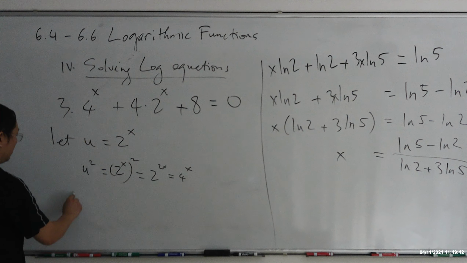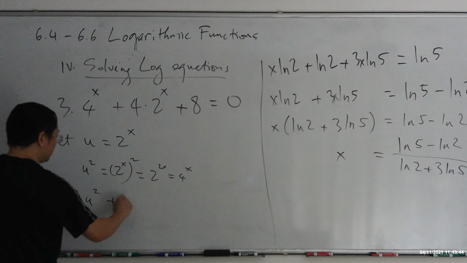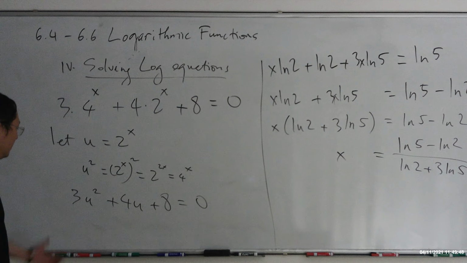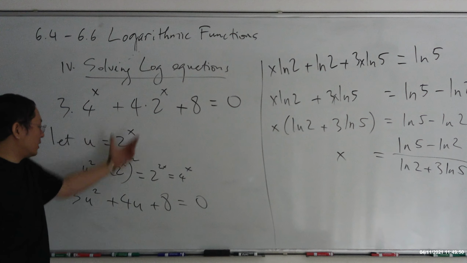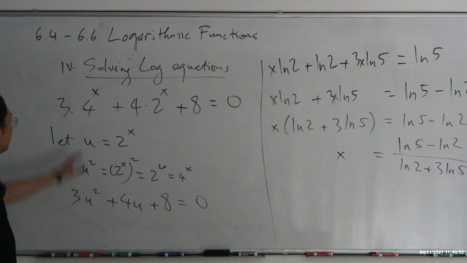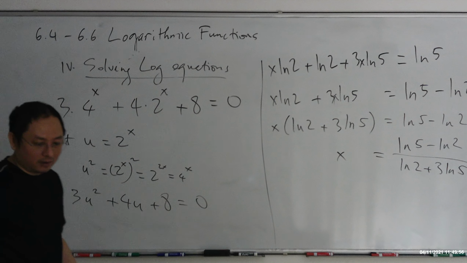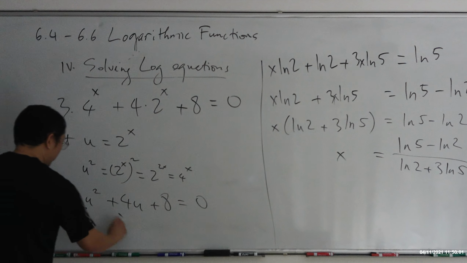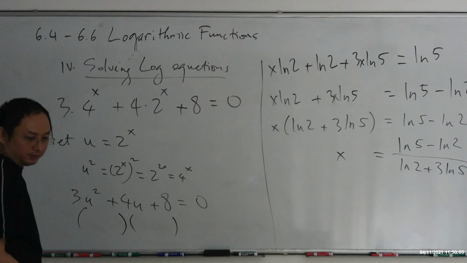This is going to be 3u squared plus 4u plus 8 equals 0. All right? You convert from an exponential equation back to a quadratic. And for this type of problem, do not apply the log on both sides. Try to factor this out, see what you got. I think this is factorable because I copied it from the book.